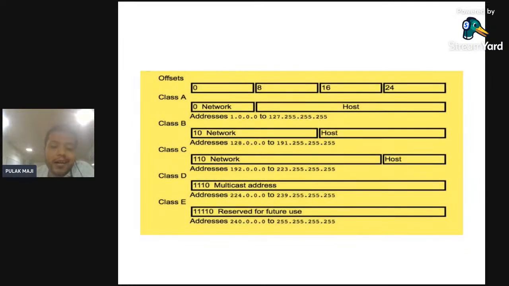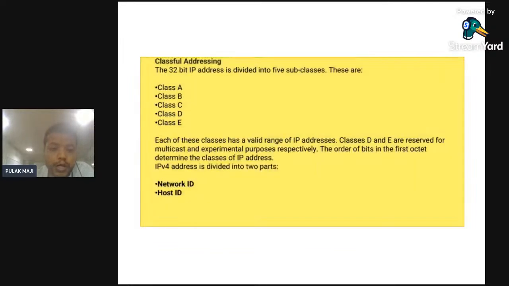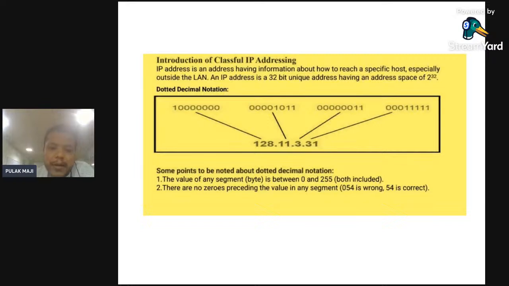Now you need to understand, suppose I give you an IP address, how can you tell which class it belongs to? That is one of the important questions they can ask in the examination. Suppose this is the IP address: 128.11.3.31. If anyone asks you which class this IP address belongs to, class A, B, C, D, or E, how can we identify it?